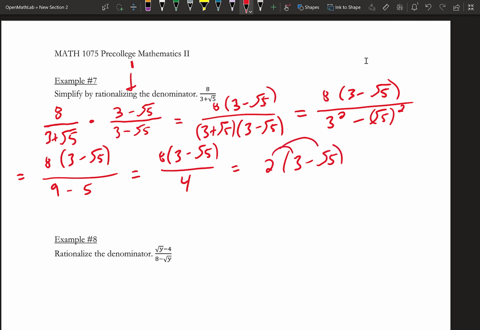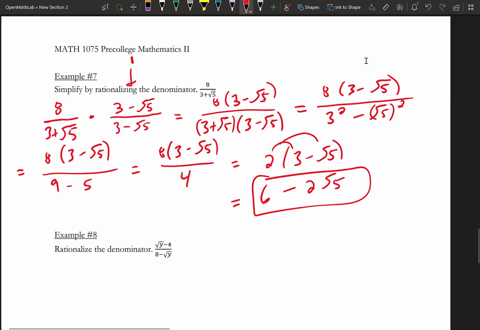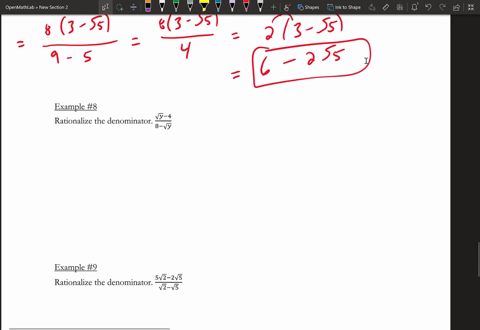So now if I distribute the 2 through, I get 2 times 3, which is 6, and then minus 2 times radical 5. Right, so that's simplified, right? We remove that radical from the denominator.